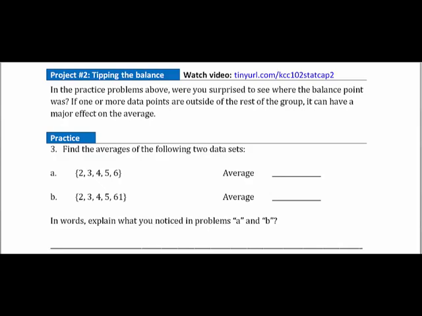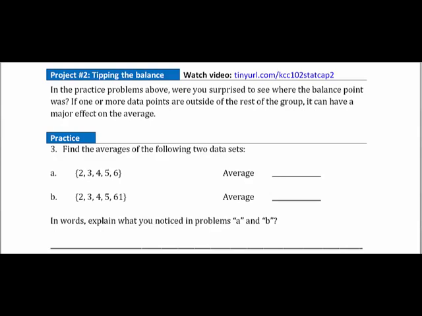Average Schmaverage. Part 2. Today we're going to look at tipping the balance of an average. We're going to check to see what happens when extreme values get into the mix and how it affects an average. Now what we're going to do first is have you find the averages of these two data sets, because the balancing point is going to be where the average is.